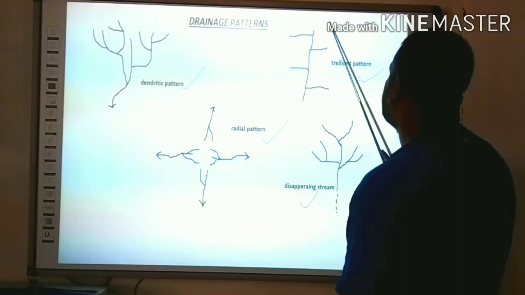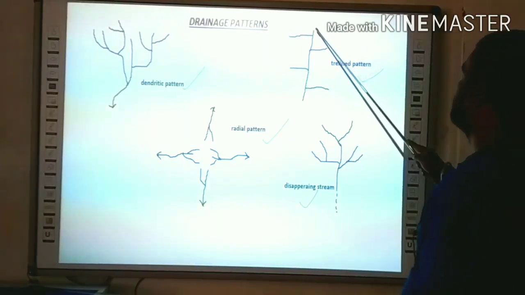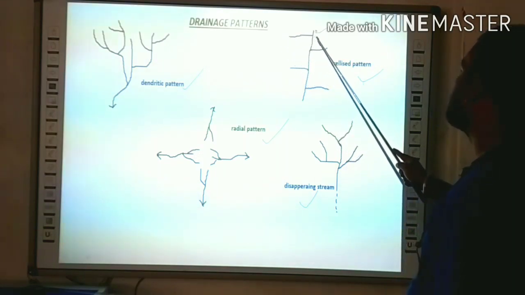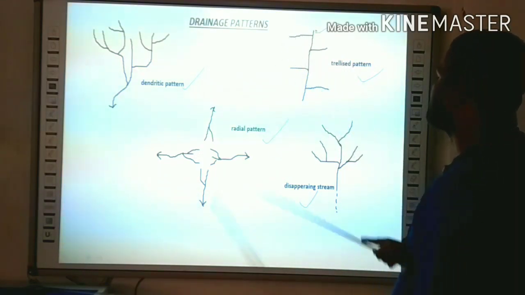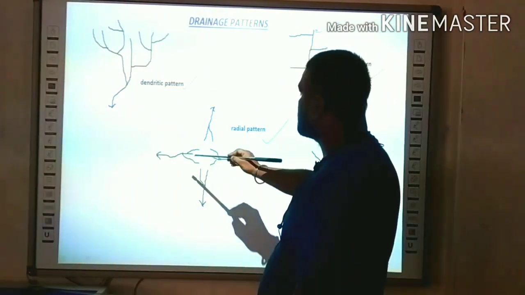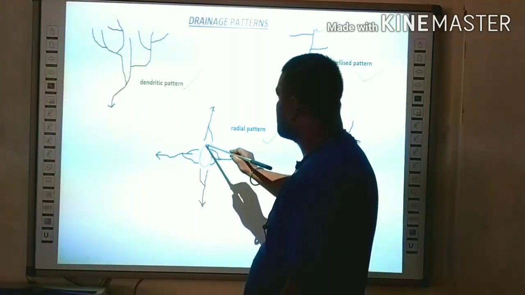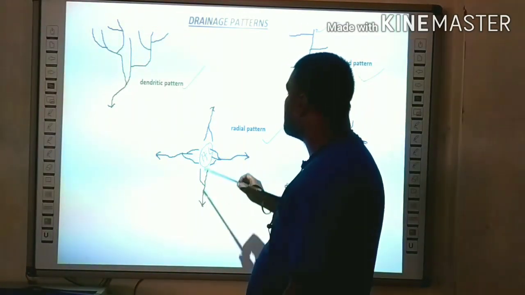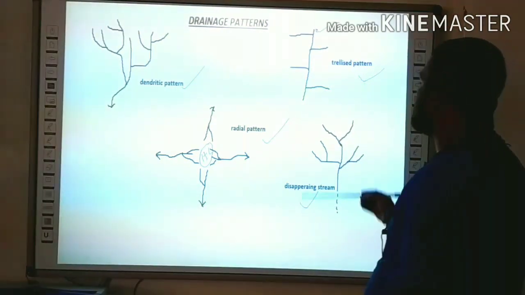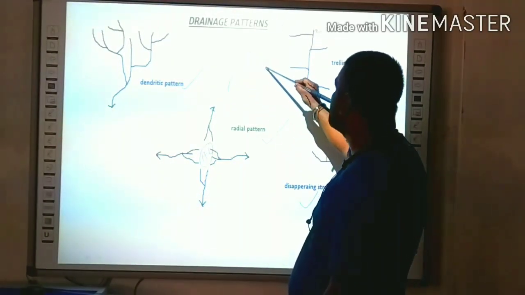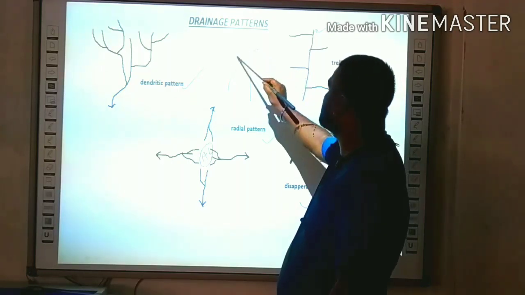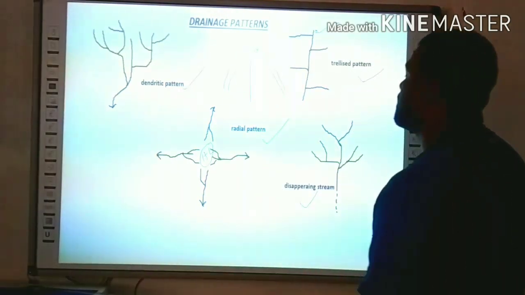Now trellised pattern. This is the main channel, where you can see the tributaries or streams are joining the main channel at right angles. Radial pattern: here there is a highland, and from this highland all the major streams are coming down in different directions. This is a radial pattern of drainage.